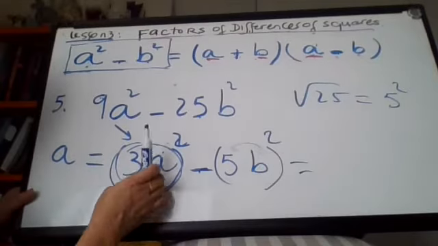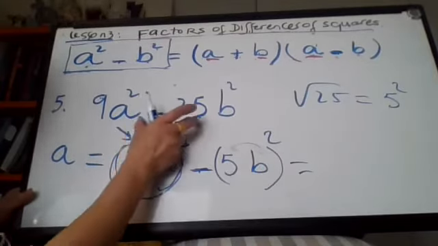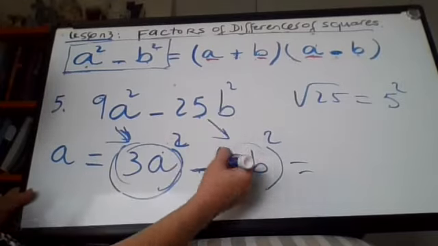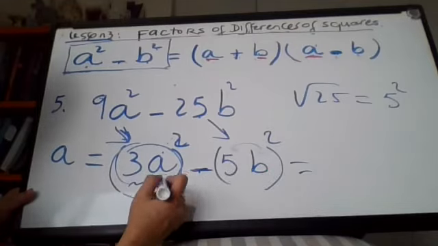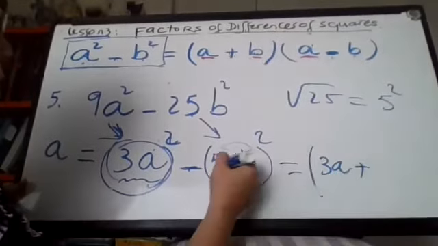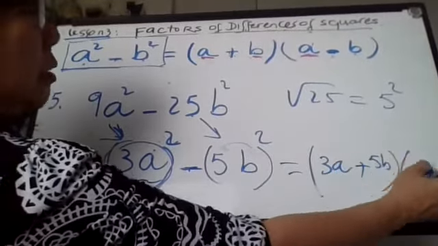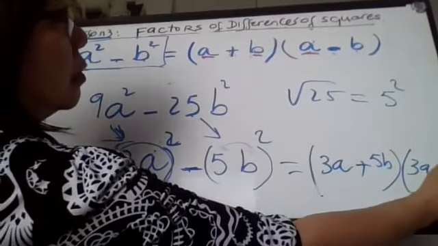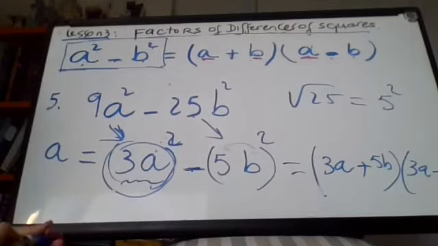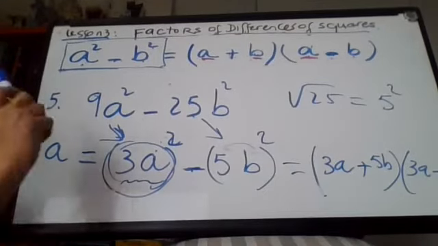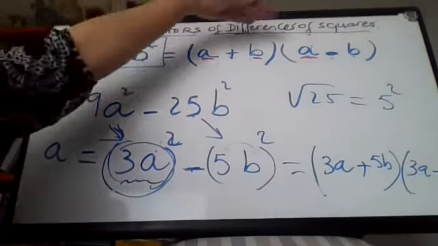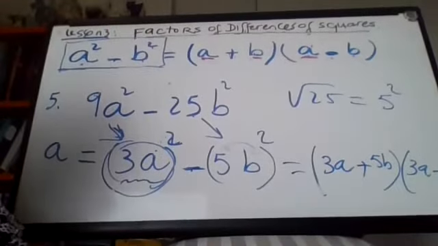And as long as you recognize up to here, from this one you give it back to this expression. You know your A is 3A, right? So 3A plus B, your B is 5B, times what? 3A minus 5B. You get the right-hand side, it's easy, right? Just follow the formula, okay? So this is how you do it, and I hope that you enjoy my factoring of differences of squares. We end the lesson here.